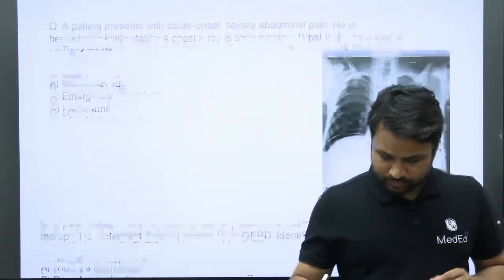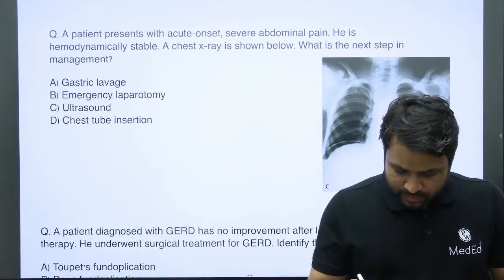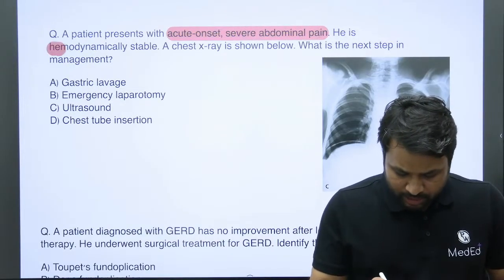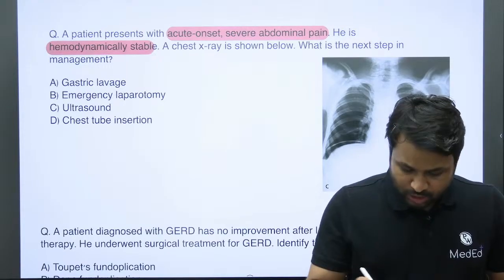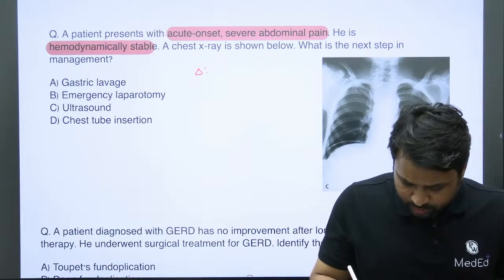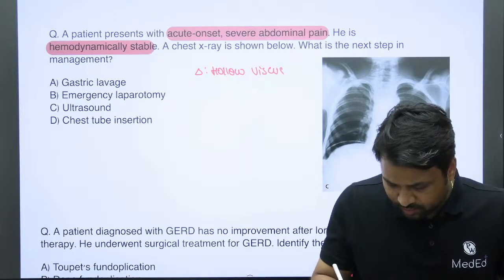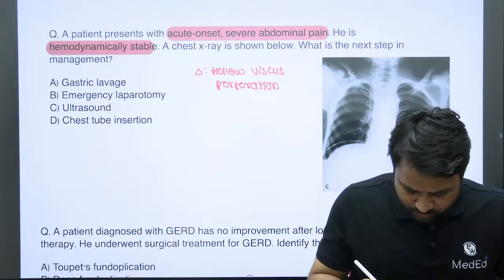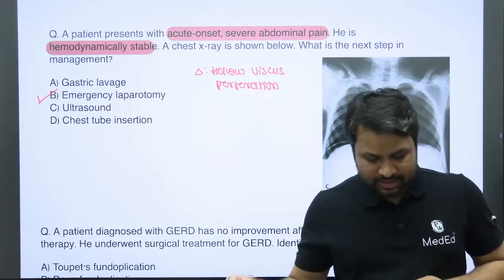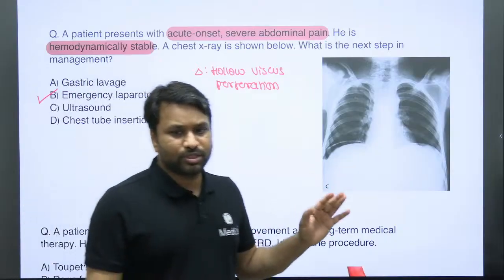I think this is a repeat one. I have a patient with acute onset severe abdominal pain, hemodynamically stable. What is the next step in the management? The diagnosis here is going to be hollow viscus perforation. For all patients of hollow viscus perforation, even if the patient is stable or unstable, it has to be an emergency laparotomy. This is non-negotiable. There is no question asked.